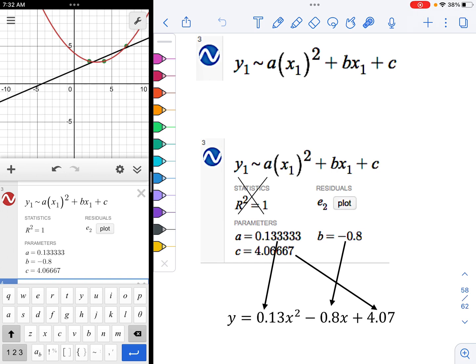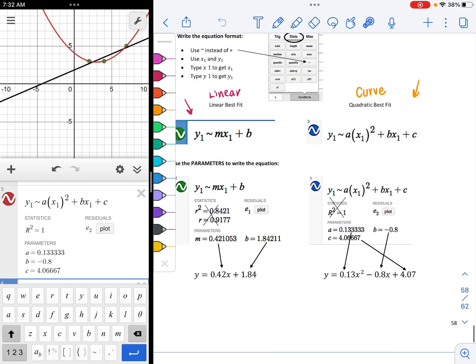Again, we're going to round to 2 decimal points. The only one we don't need to round to 2 decimal points would be B, that's already rounded at 1 decimal point. So that would be y equals 0.13x squared minus 0.8x plus 4.07. That's how we use Desmos.